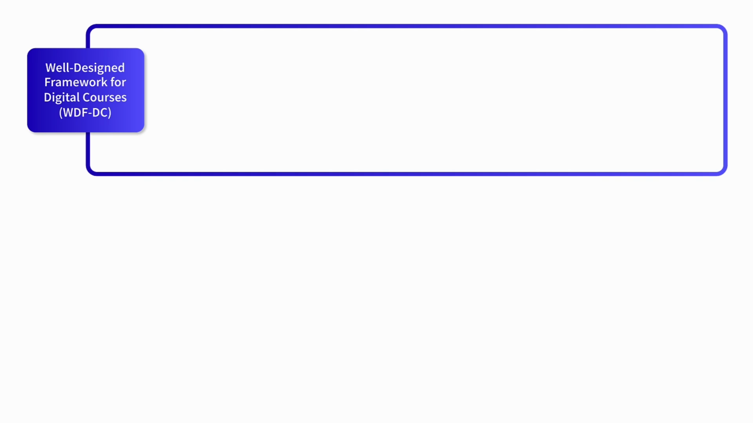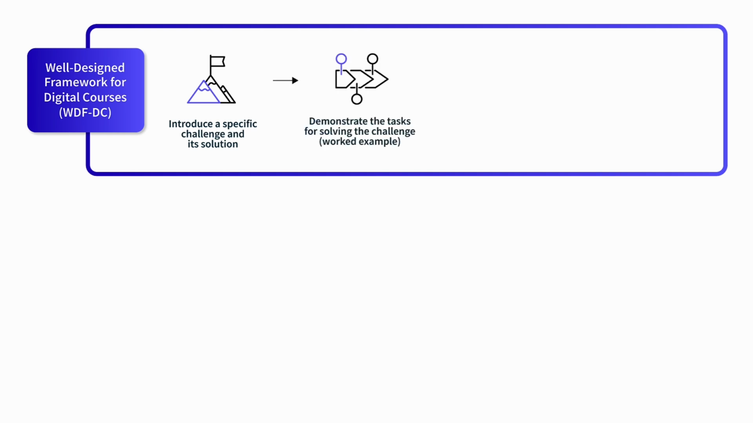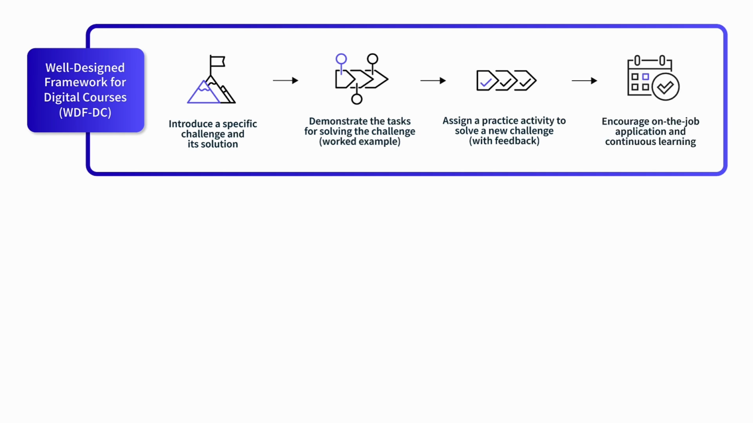All right, let's look at the proposed framework. The well-designed framework for digital courses, or WDF-DC, consists of a series of 4 key instructional events. First, introduce a specific challenge and its solution. Second, demonstrate the tasks for solving the challenge or worked example. Third, assign a practice activity to solve a new challenge with feedback. And fourth, encourage on-the-job application and continuous learning.